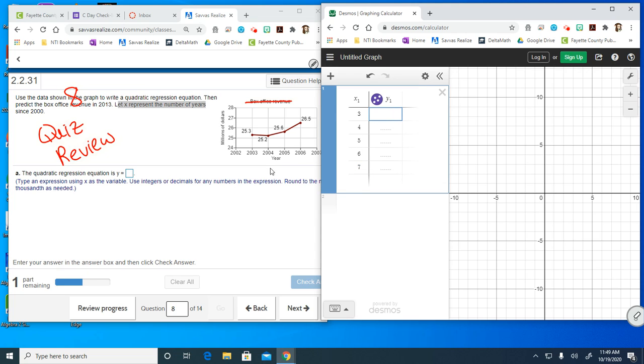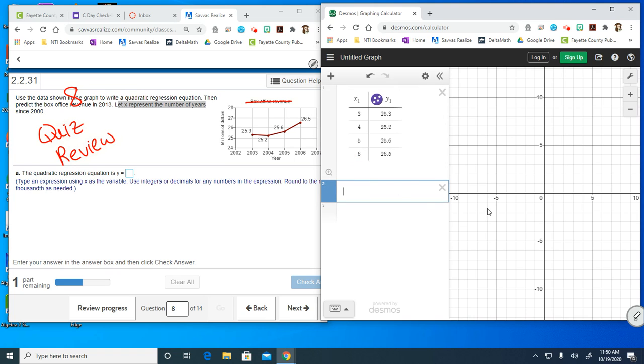Then I'll enter the y values that correspond. In 2003, it looks like there were $25.3 million. 25.2 for 2004, 25.6 for 2005. Let's see, 2006, 26.5. And there's no information on 2007 on the graph, so I'm going to delete those lines.